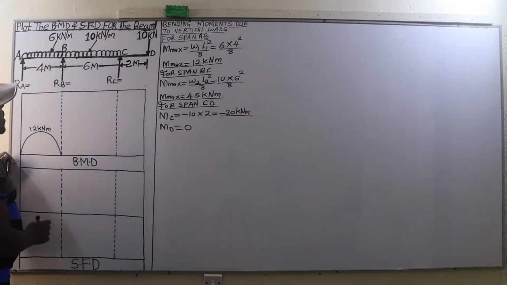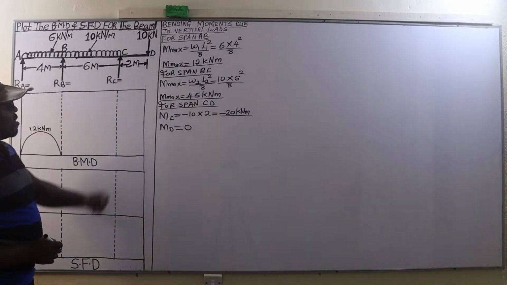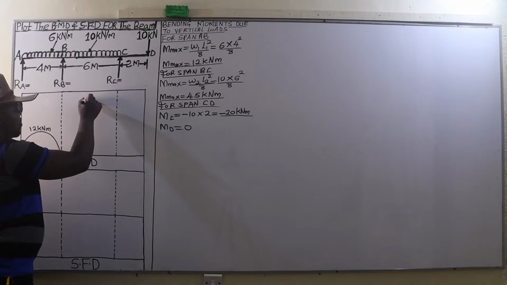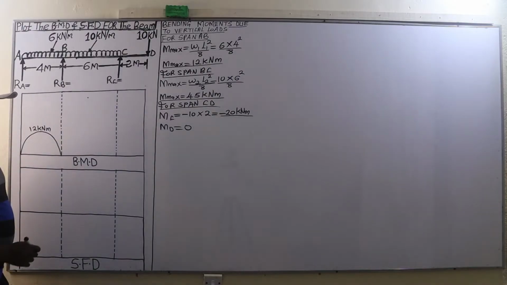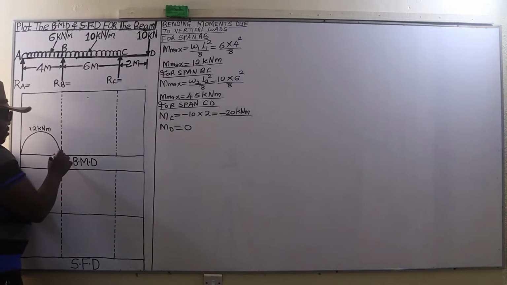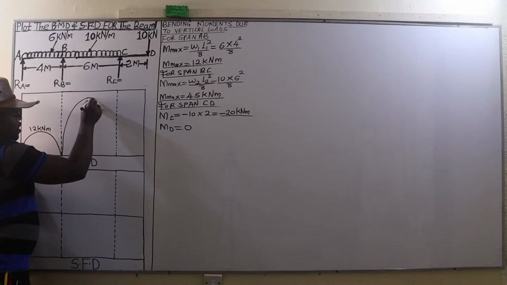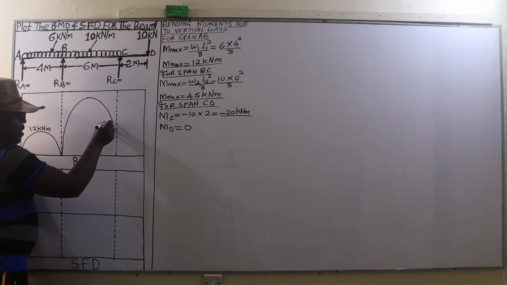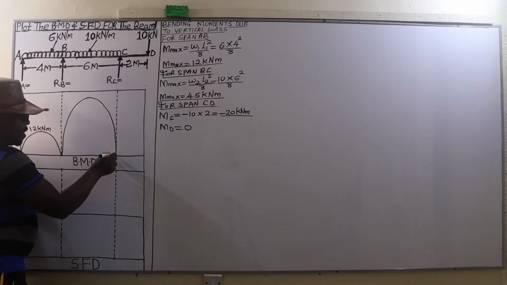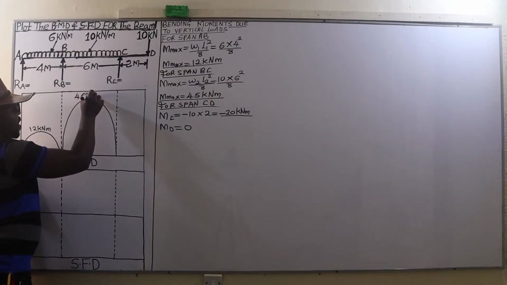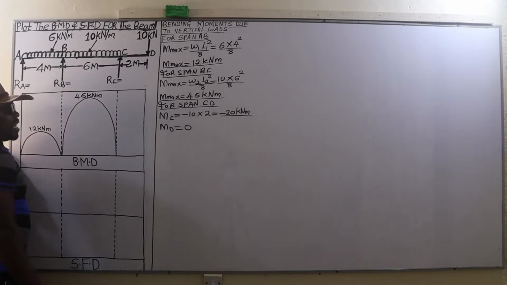Then for the span BC, we have a maximum bending moment of 45. So let's have it at that point. It is also going to be a smooth curve, since the span is loaded with a uniformly distributed load. So that is going to be a very smooth curve with a maximum bending moment of 45 kilonewtons meter.